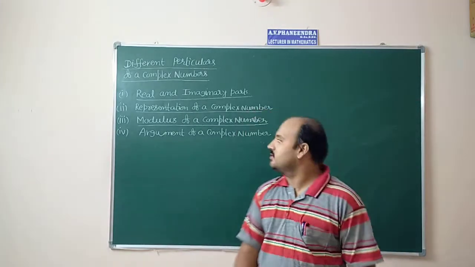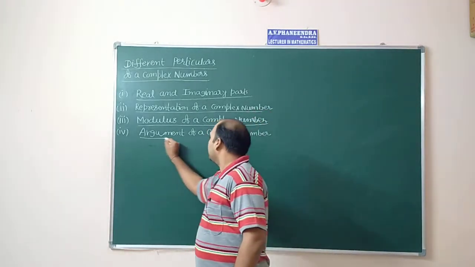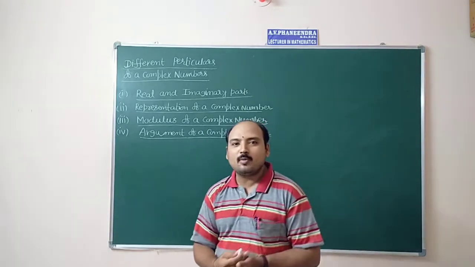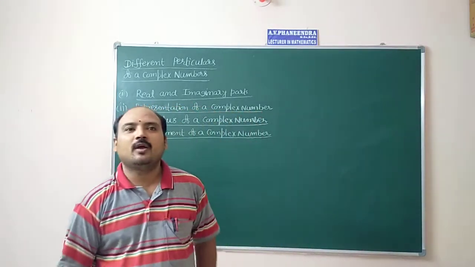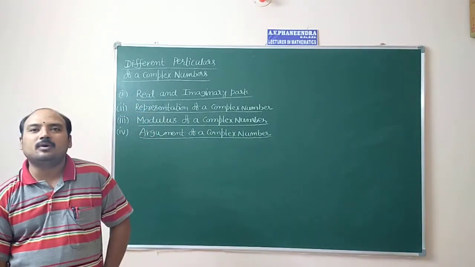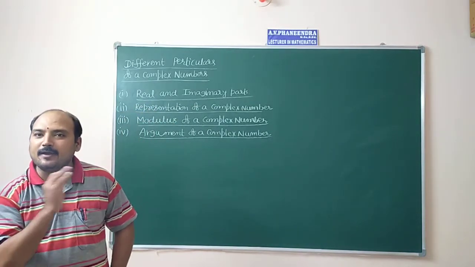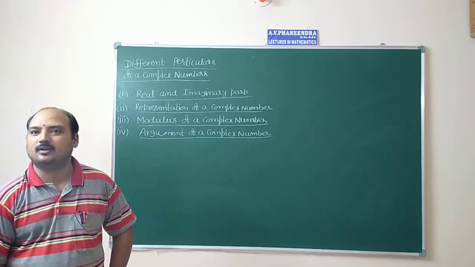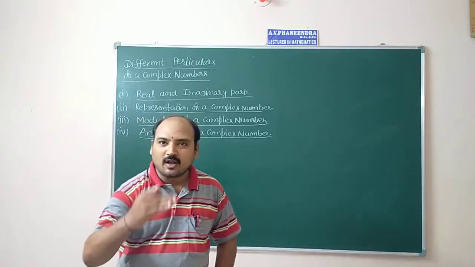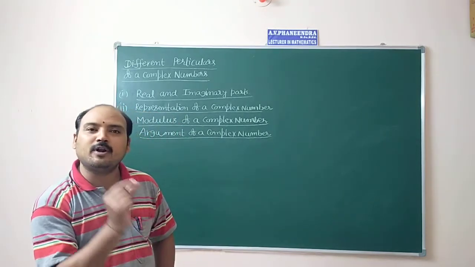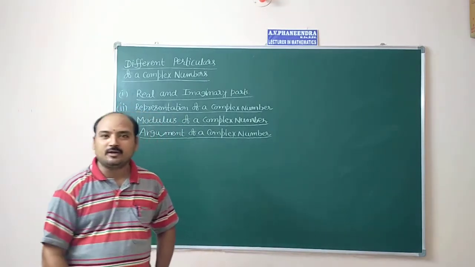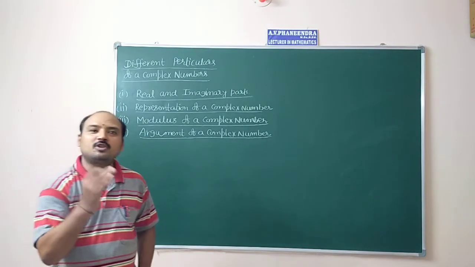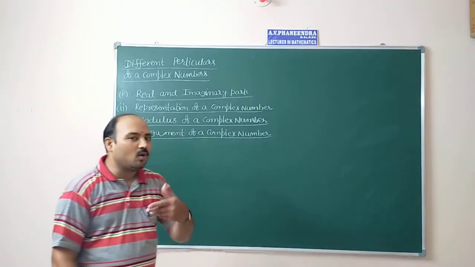Next, the last point in this: the argument of a complex number. What is the definition of the argument of a complex number? The argument of a complex number is the angle which the line joining the number represented in the orthogonal plane to the origin makes with the positive real axis. How are we going to represent it?